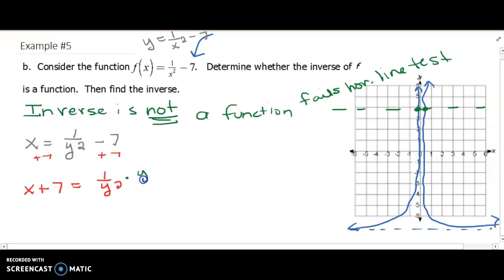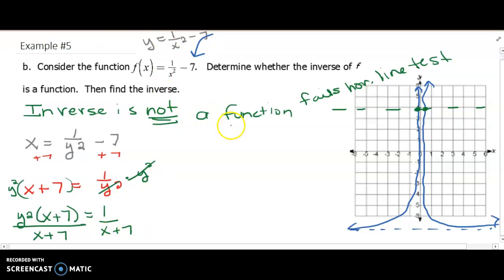Okay, so multiply by the denominator on both sides. So those go away, and I have y squared times x plus 7 equals 1. Okay, don't distribute this through, because we're just going to turn around and divide by x plus 7. Okay, so I am left with y squared equals 1 over x plus 7.